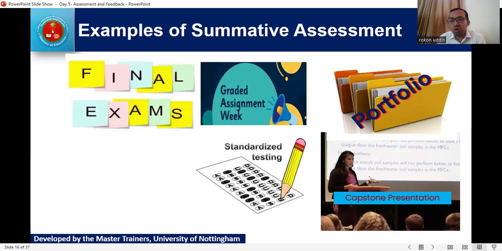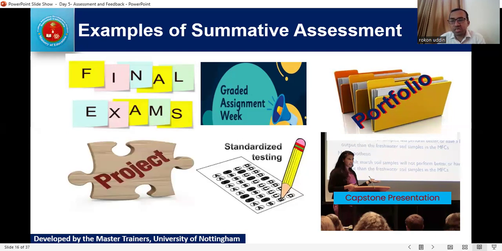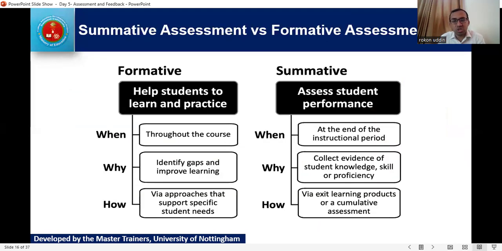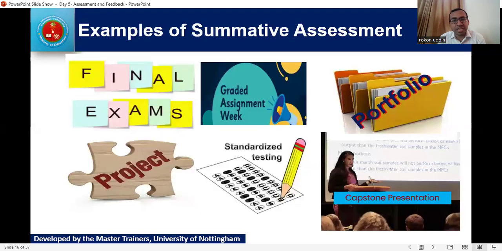Portfolio is the collection of students' best works. Sometimes there can be a collection of students' best works, and this can be a kind of assessment. And also project: students do projects. By doing a project, a student can learn practically, and they learn better. So projects can be a kind of summative assessment. So far we have come to know about formative assessment and summative assessment.